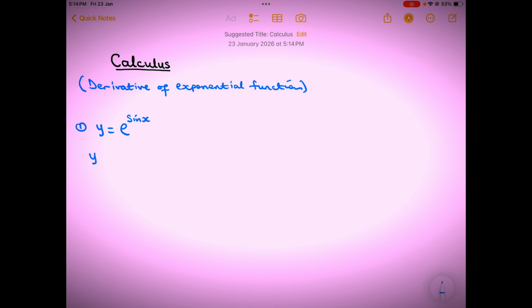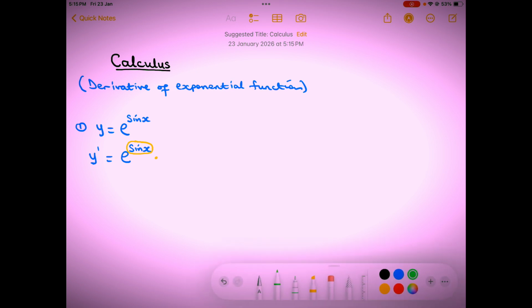The derivative, written as y prime, is equal to, don't forget what I told you in the previous video, you write the function as it is, so e to the power of sine x, that is the original function, and then you multiply everything by the derivative of the top function. The derivative of sine is cosine, so we multiply everything by cos of x. So this is the solution to the question.